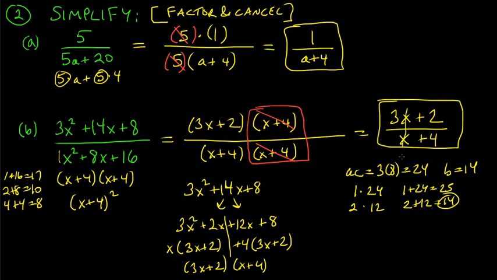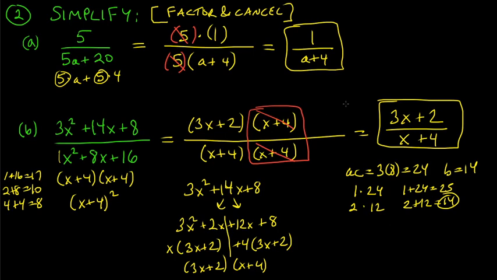Please do not cancel the x's. That would be very bad. I mean, we didn't cancel the 5s in part A, right? Because if you do that and you have a plus 20 in the denominator, well, that's just wrong. You cannot cancel terms. You can only cancel factors.